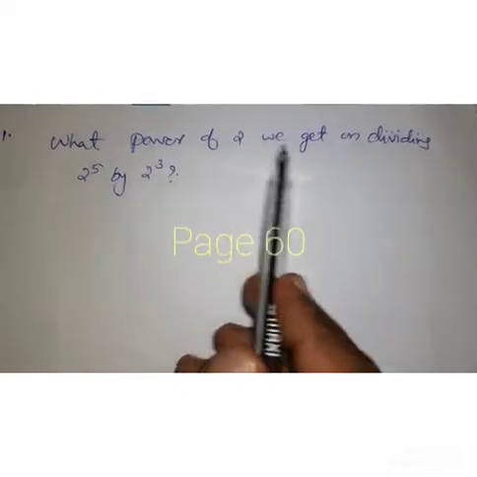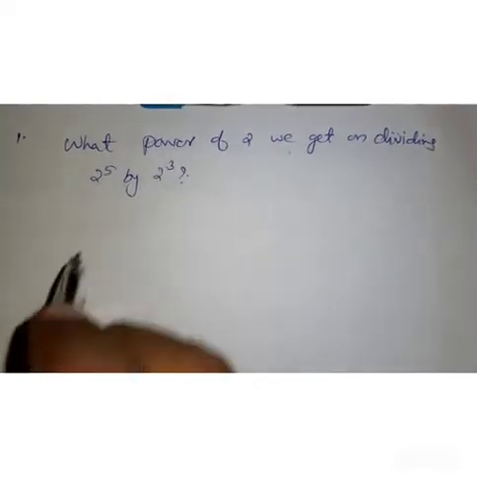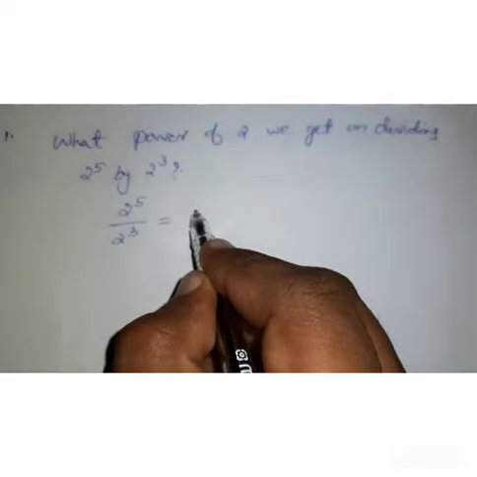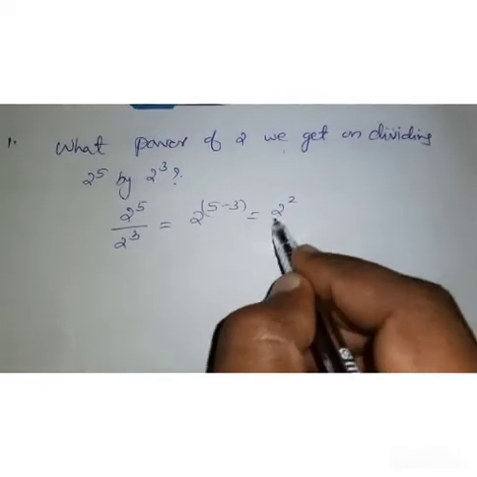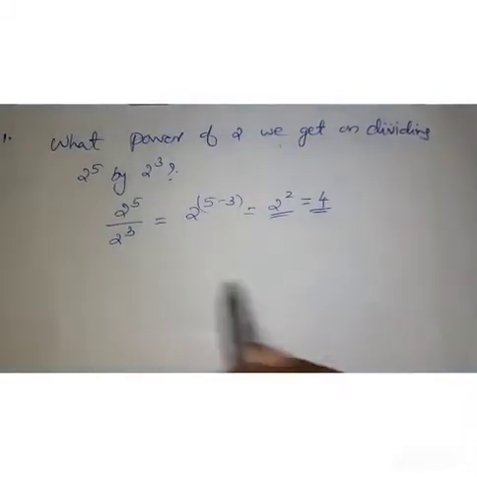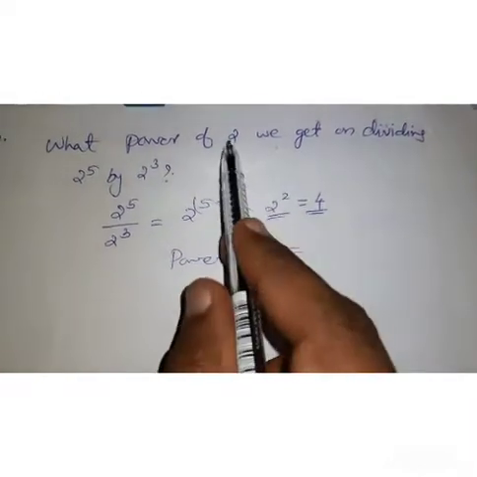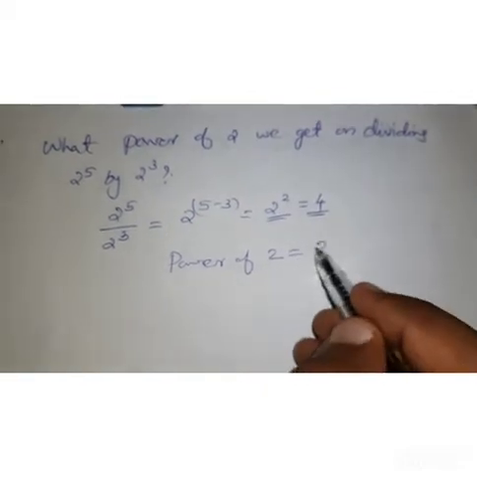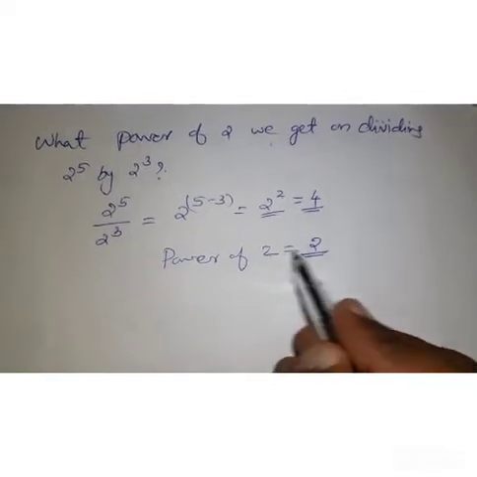What power of 2 do we get on dividing 2 raised to 5 by 2 raised to 3? How will you write? 2 raised to 5 minus 3. It is 2 raised to 2. 2 raised to 2 is how much? 4. So the power of 2 is how much? It is 2 itself. The power of 2 is asked in the question. So the power of 2 is 2.